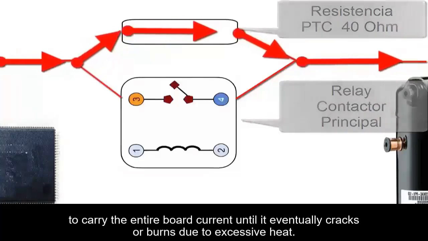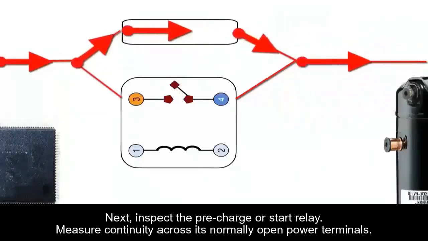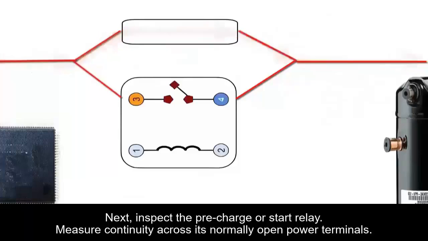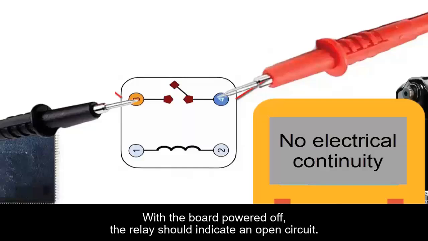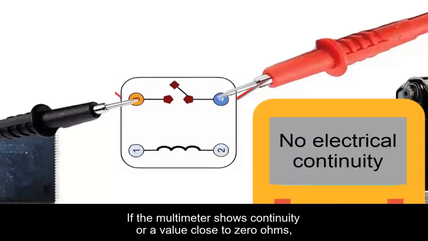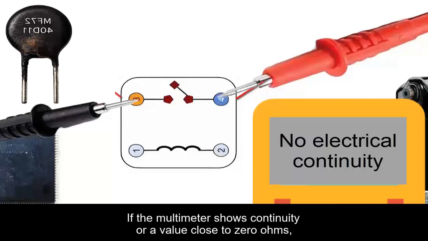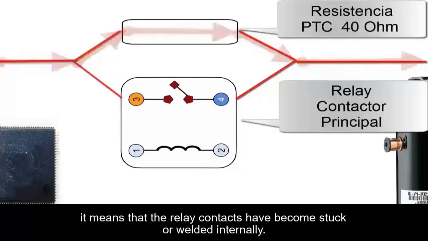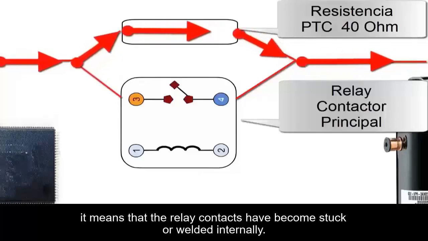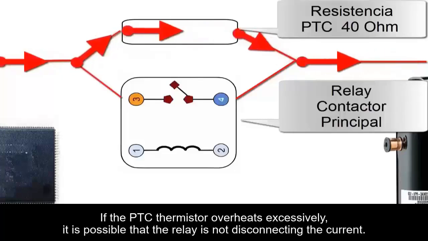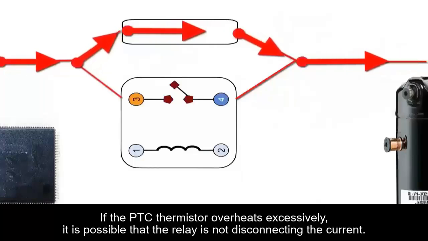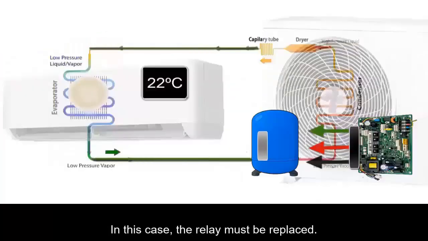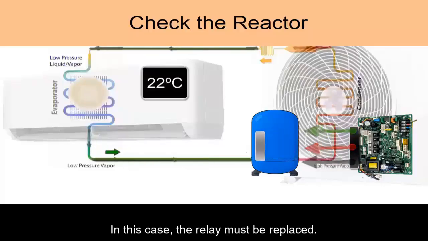Next, inspect the pre-charge or start relay. Measure continuity across its normally open power terminals. With the board powered off, the relay should indicate an open circuit. If the multimeter shows continuity or a value close to 0 ohms with the board powered off, it means that the relay contacts have become stuck or welded internally. If the PTC thermistor overheats excessively, it is possible that the relay is not disconnecting the current. As a result, the PTC thermistor remains energized and overheats. In this case, the relay must be replaced.